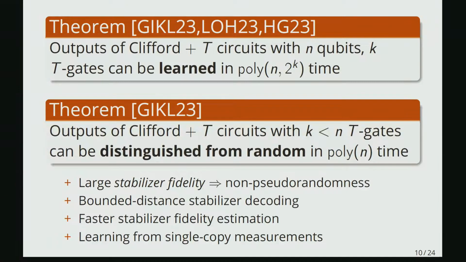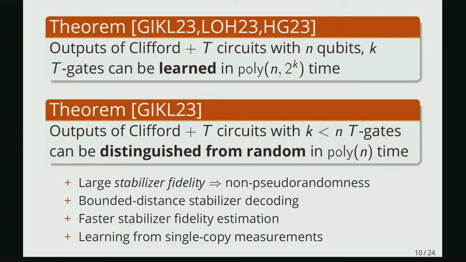But a different measure of non-stabilizerness that we looked at is the so-called stabilizer fidelity. Intuitively, that just measures how close your state is to a stabilizer state. We have some similar results where we can show that if you have a state with large stabilizer fidelity, you can distinguish it from random. You can non-trivially estimate the stabilizer fidelity, and in some cases, if the fidelity is large enough, actually find the nearest stabilizer state. And finally, for some of our results, it turns out that you can achieve the same things using only single copy measurements. So you only get access to one copy of the state at a time. You can't perform entangled measurements across different copies of the state.